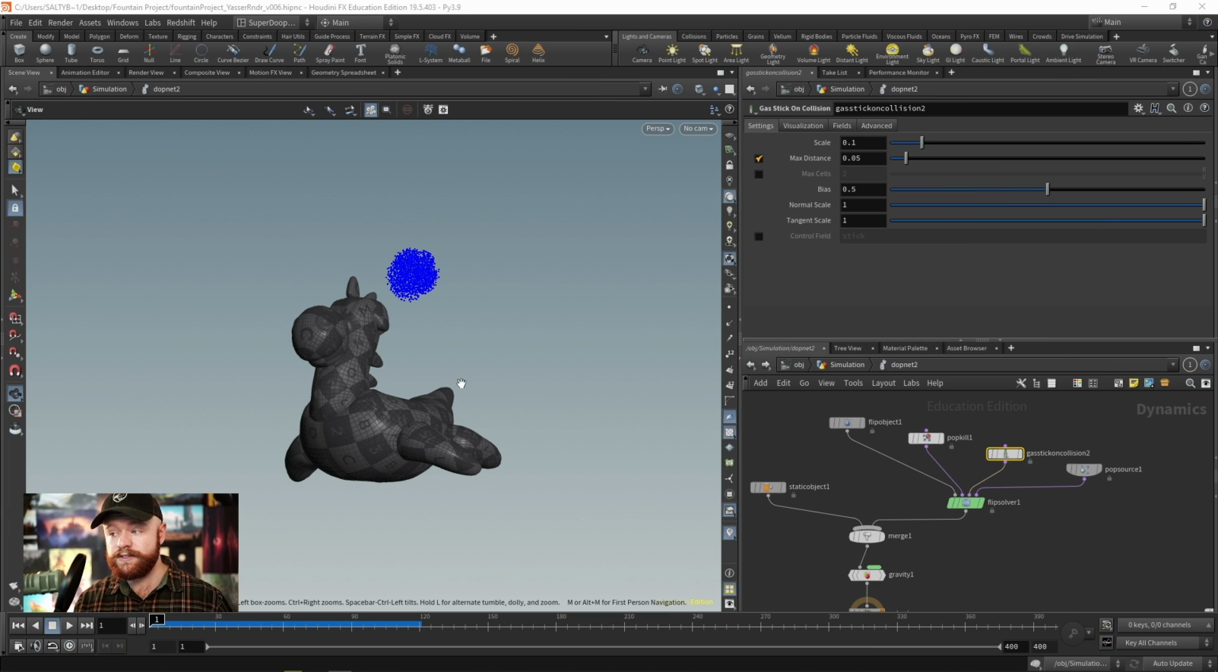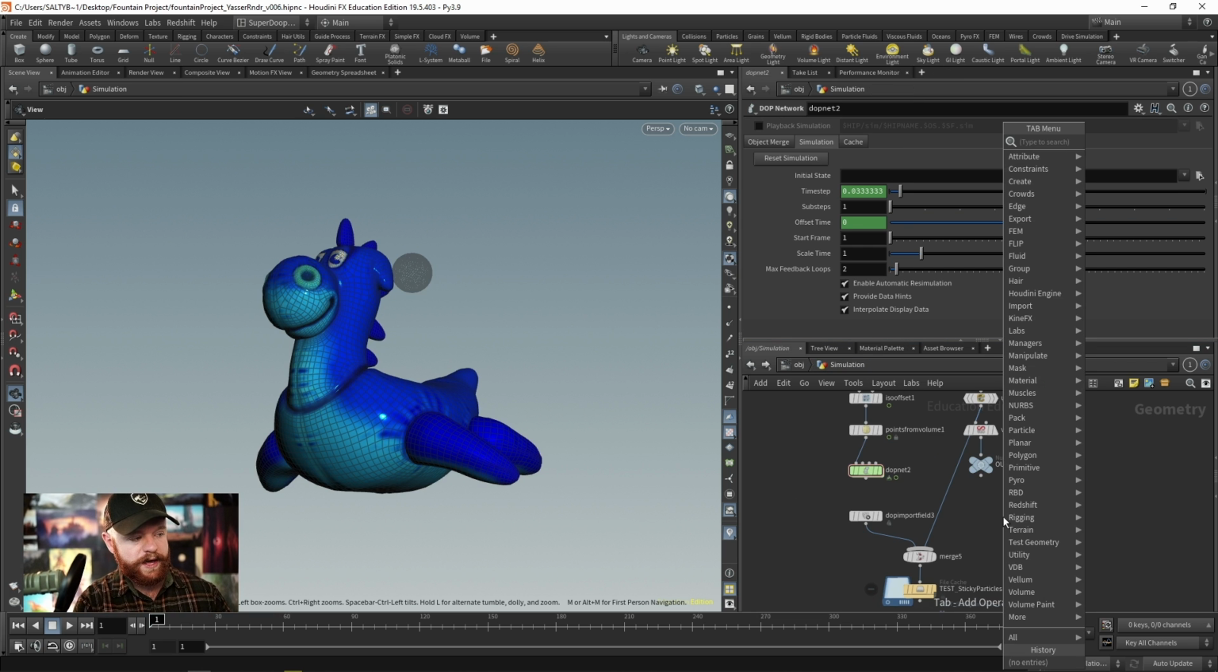The first thing you'll want to do is figure out the scale and the max distance. The normal scale and the tangent scale are going to rely on these two parameters right here, so it's best to start in this general direction. The first thing I'll do is take the scale up to, let's say, about 0.5. We want more of that sticking behavior to occur. We already determined that. But I also want to focus on this max distance.